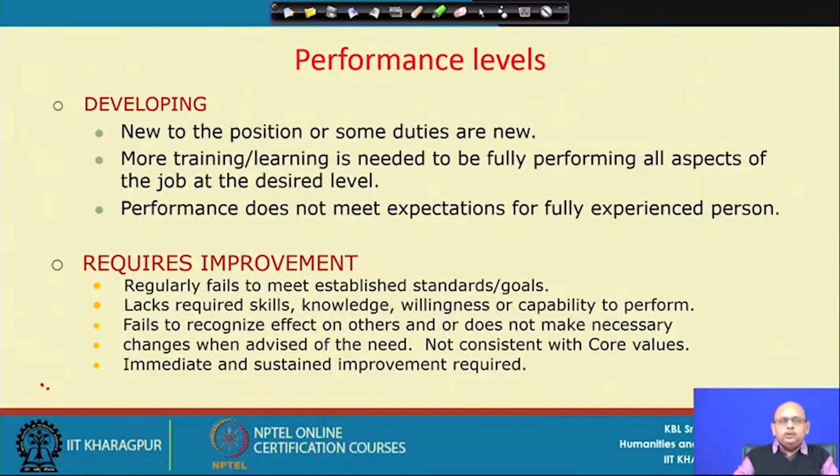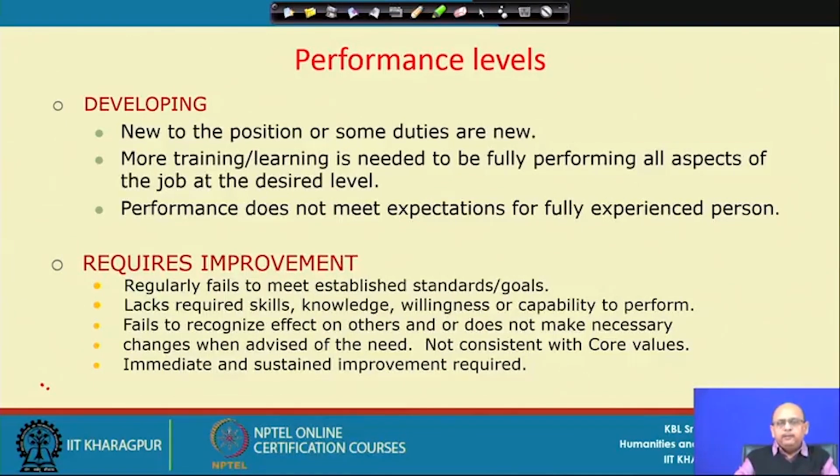Similarly, you also need to ensure what kind of things need to be done which will help them to improve their performance, because probably they are not able to recognize how it is going to affect the performance of other people, and they do not make any changes, as has been required by the management. It means that even despite reminders, you are not able to perform well, and you have not been able to recognize how your performance has not met the standard, or in what way it could affect the performance of the other people.